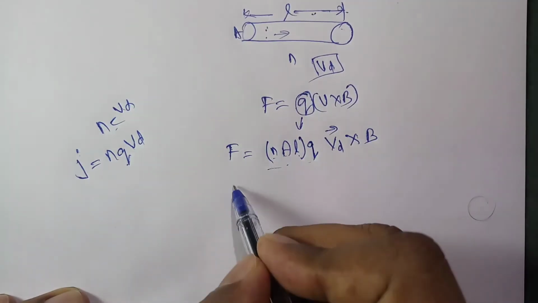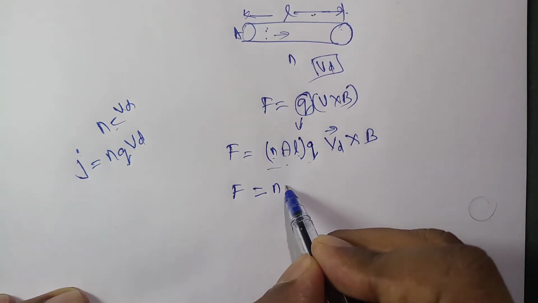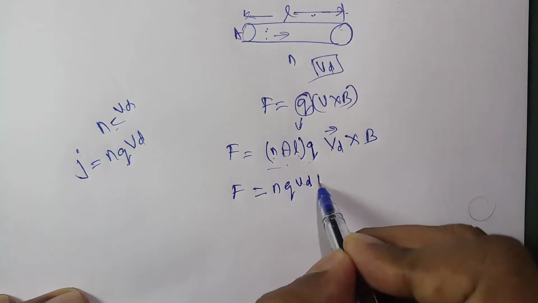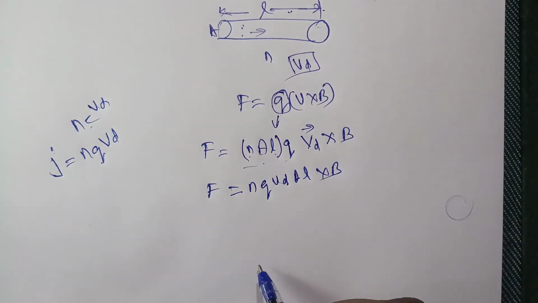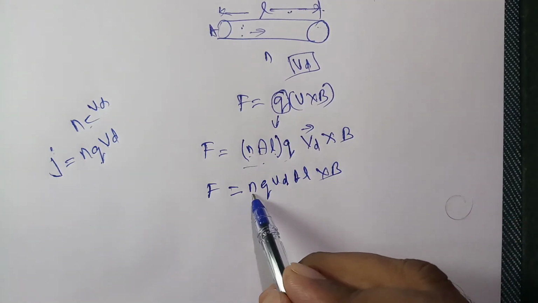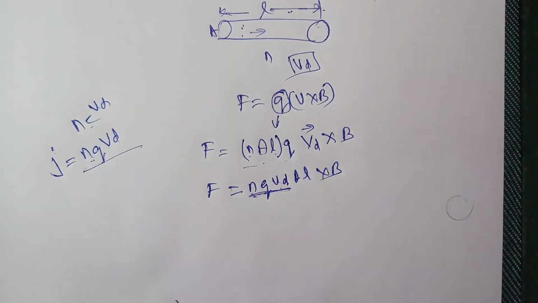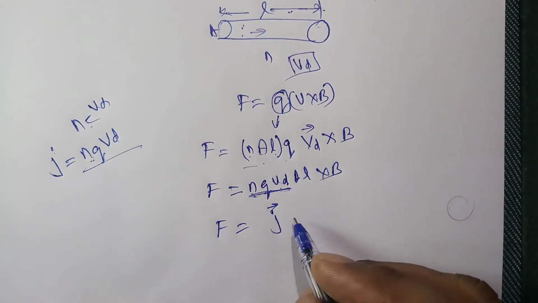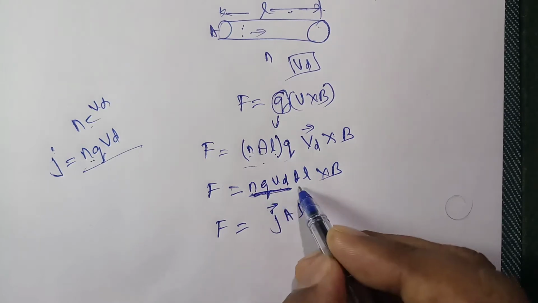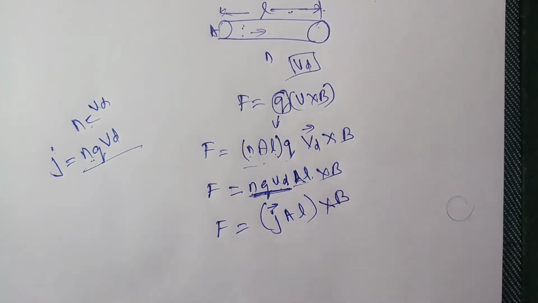So now you see here, this equation is equal to N into Q or E, anything you can write, into Vd into AL cross B. Now you see NQVd is coming, and this NQVd is here already, that is J. So F is equal to J. This J is a vector. You should remember this current density J is a vector. J into A into L, that much makes J, remaining A into L is here, cross B. This is very, very important.